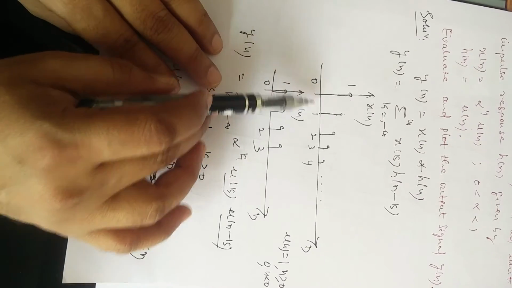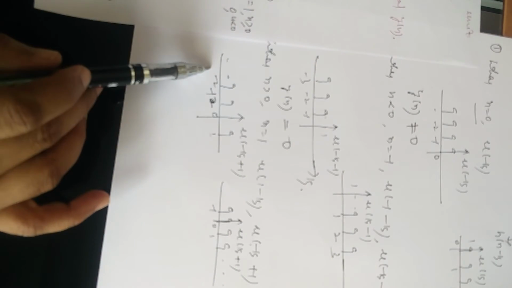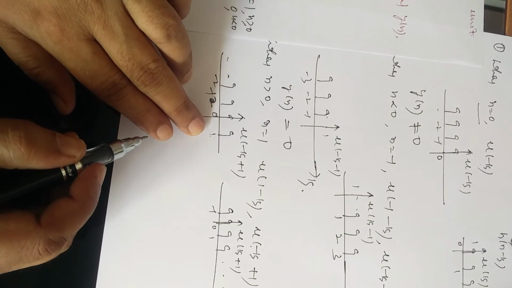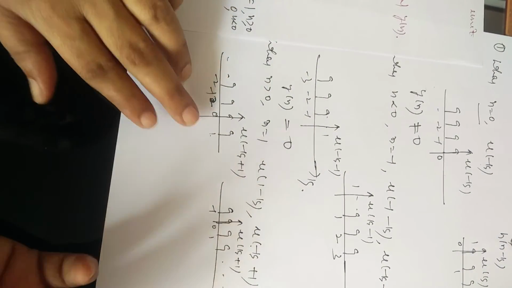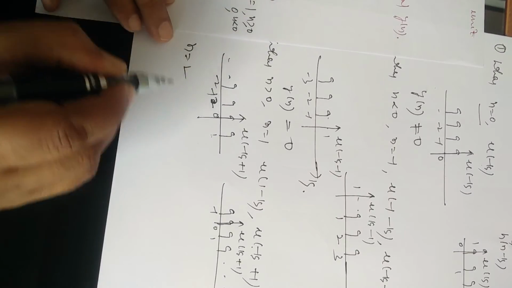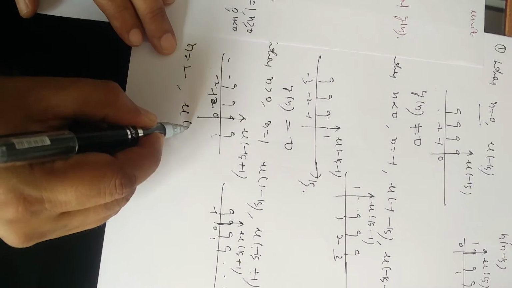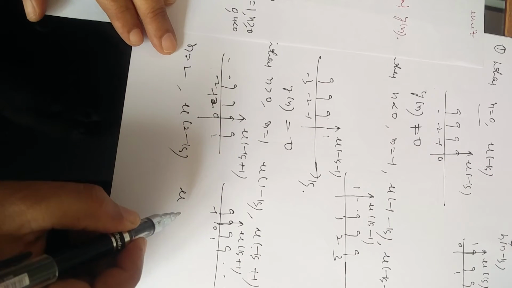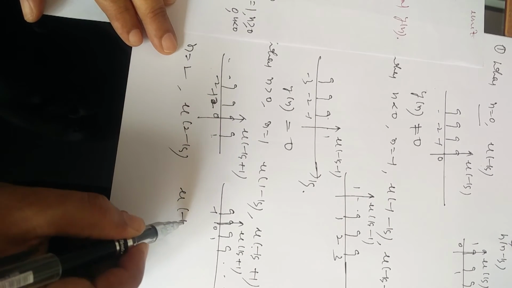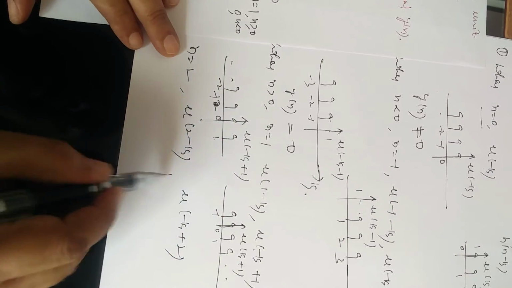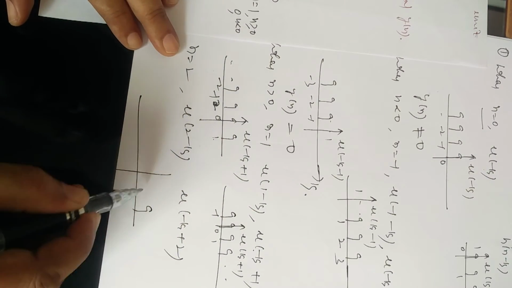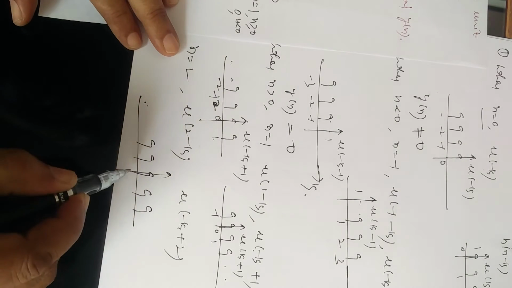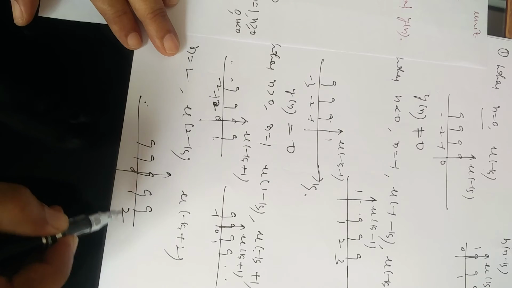Now, this exists from 0 to infinity, whereas this exists from 1 to minus infinity. That means multiplication is possible at 0 and 1. Suppose I take n is equal to 2, what happens? You will get u of 2 minus k. U of 2 minus k means this is u of minus k plus 2. It exists from 2 to minus infinity.